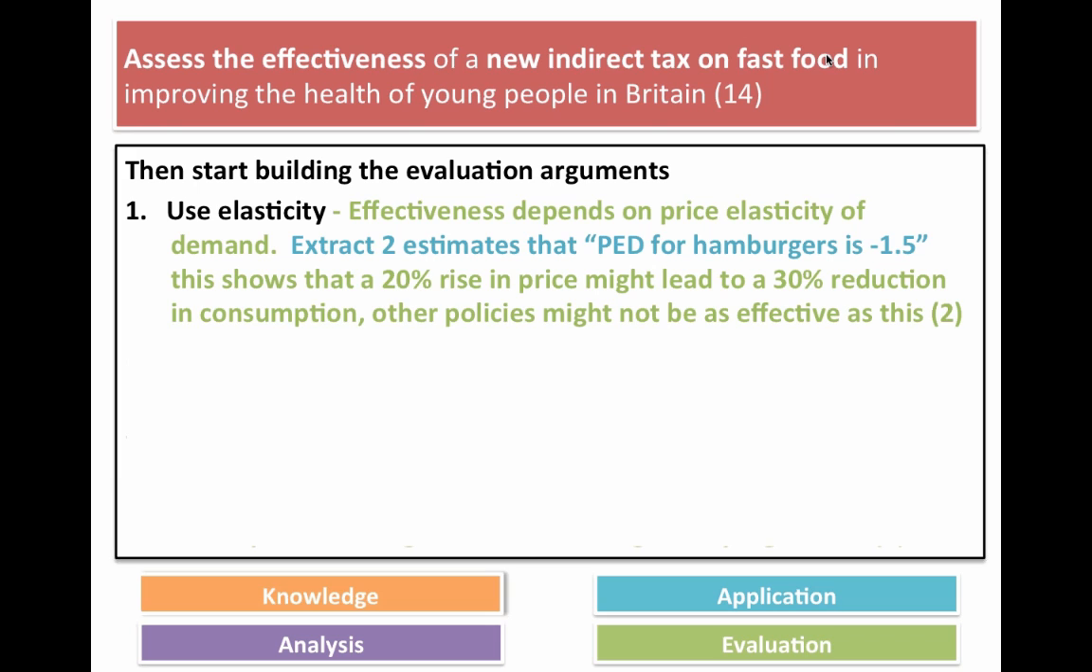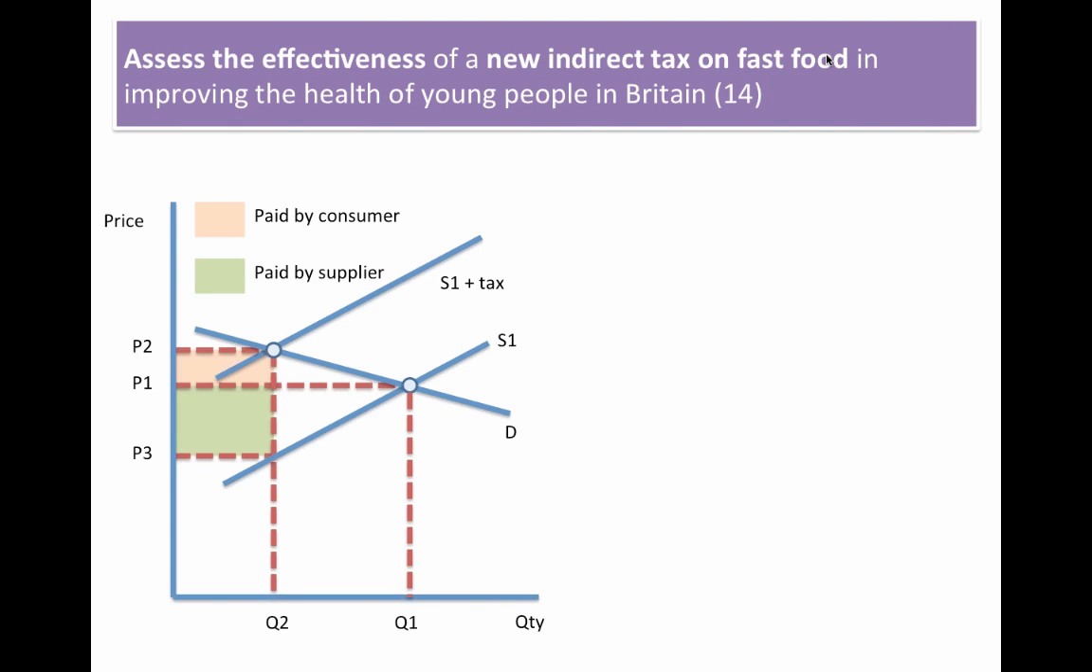Other policies might not be as effective as this. And that would be worth a couple of marks. That's just using, it depends on the elasticity. Here's a value from the extract. I can work out a number. A 30% fall in consumption. Well, what's going to be as effective as that? That's an evaluation argument. I get a couple of marks quite easily. Of course, you can then nail it with a diagram.